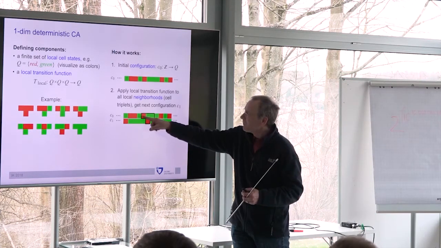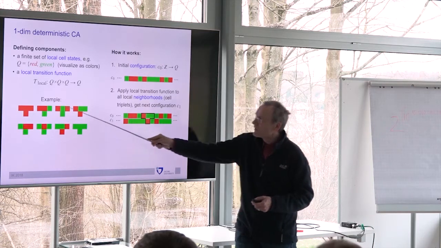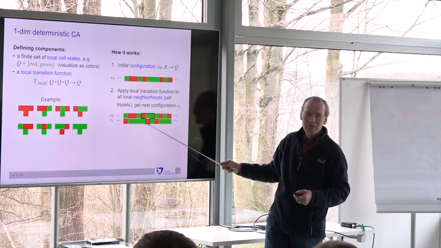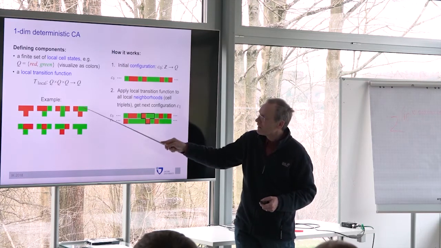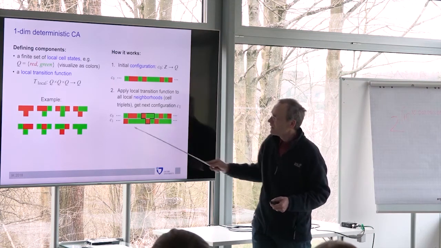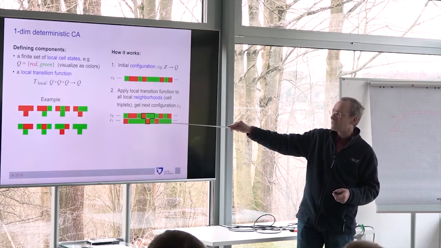So we can pick up, let's say, this little location, and check in our transition table what should be the next color here. Red, green, green. Red, green, green. It's red. Okay, so at the next time step we color this in red.